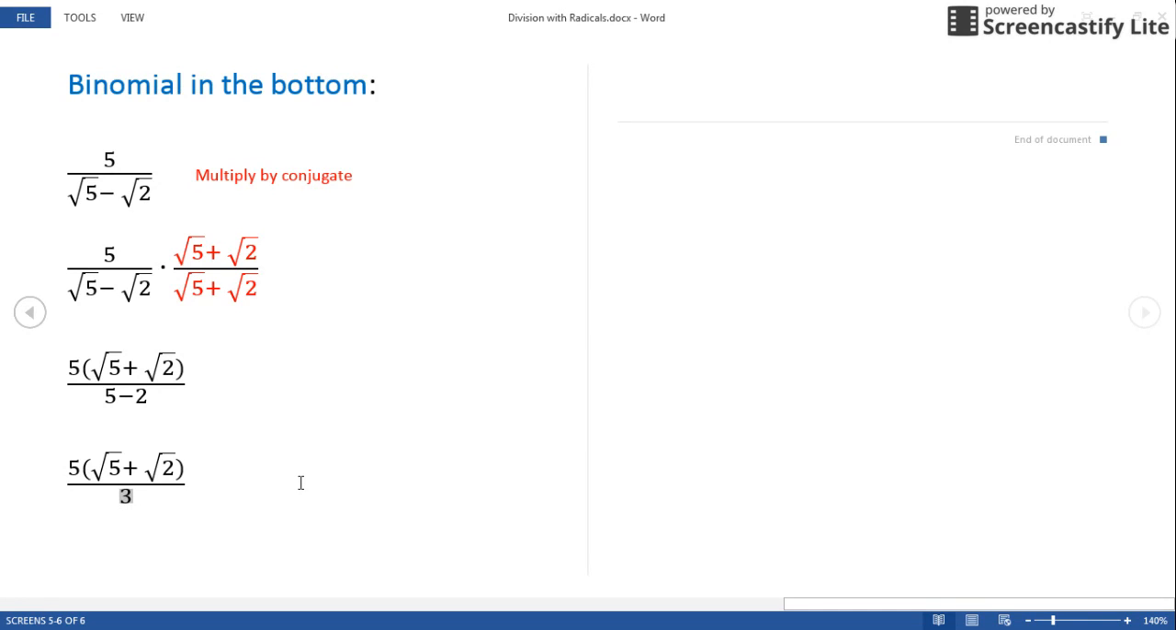If there are two terms on the bottom, multiply by the conjugate. Same stuff with the opposite sign in the middle. If it's just one term on the bottom, figure out what to multiply by that creates a perfect square or a perfect cube or whatever you're looking for, and multiply both top and bottom by it. Always look to see if there's reducing that can be done at the end.